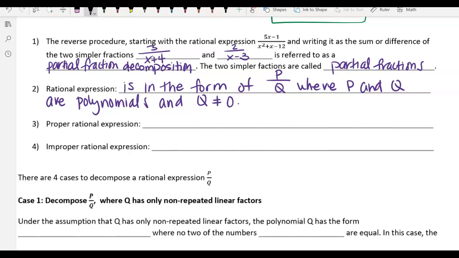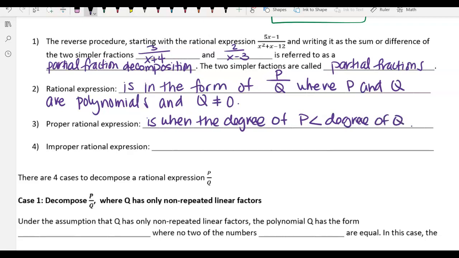Definition number 3 says proper rational expression. So what's a proper fraction? It's less than 1. Would you guys say 3 over 4 is a proper fraction? Is 4 over 3 a proper fraction? No. Okay. So a proper rational expression is the same thing as a proper fraction. The numerator is less than the denominator. So same thing here, it is when the degree of P is less than the degree of Q.